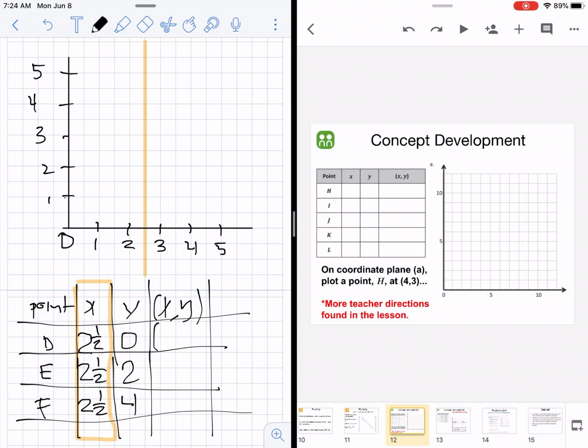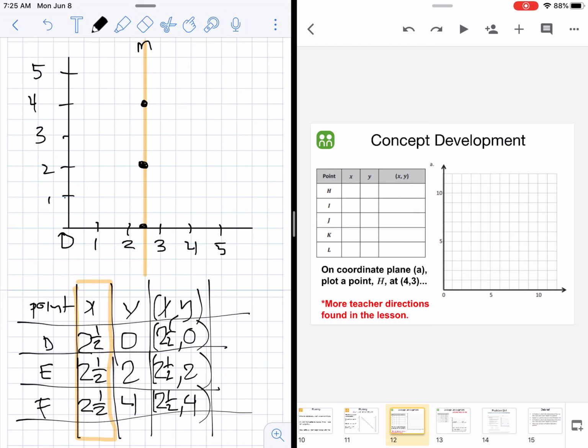Okay, so go ahead and plot these points. 2 1/2, 0. 2 1/2, 2, and 2 1/2, 4. Go ahead and plot those right now. We have 2 1/2, 0, 2 1/2, 2, and 2 1/2, 4. Again, they are all on that 2 1/2 line. And that orange line represents line M. It goes through all of the points.